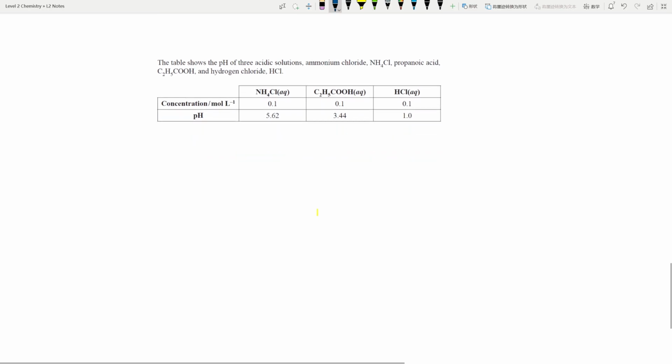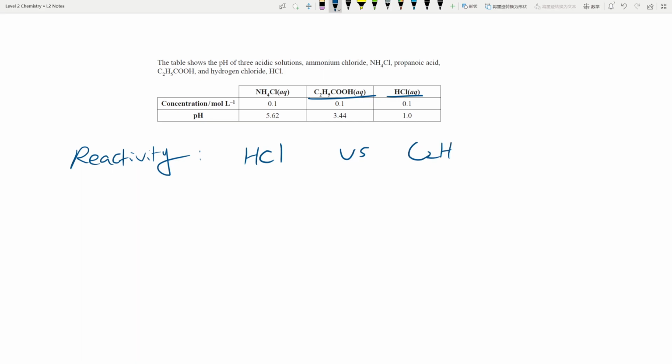Okay, now this is the same question, I do quickly want to talk about, which is not on here, reactivity. I'm just going to use these two, HCl and C2H5COOH, as an example. If we compare the reactivity of these two acids, the concentration is still the same. This is 0.1 moles per liter, and this is 0.1 moles per liter.